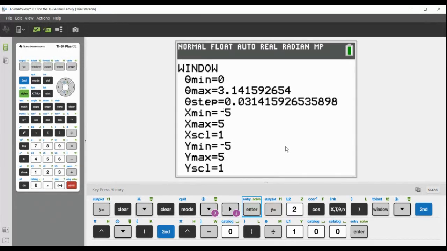And then, x min, x max, -5, 5 should do with an x scale of 1, and y min, y max, -5, 5 should do, because I already know a little bit what the graph looks like. And then I'm going to hit graph. But are there any questions so far on this? Any questions so far?